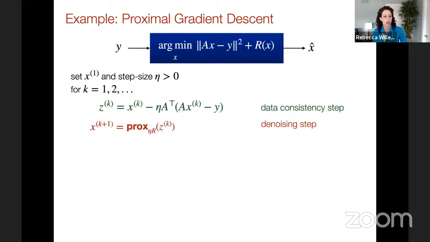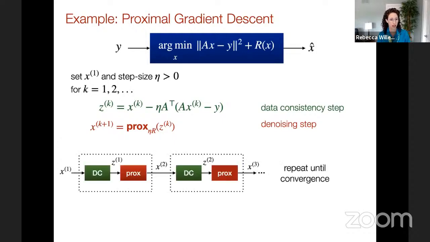Okay, so in particular, that denoising step, as I had written it, has a special name. It's called a proximal operator, so we can write it in this slightly more concise form. And we can even represent this algorithm using a simple block diagram, where we take an input image X, and we alternate between data consistency and a proximal operator. And we just kind of repeat this all the way until convergence.